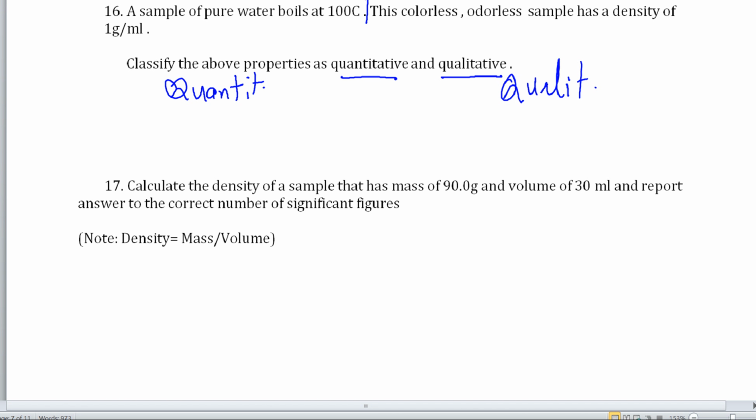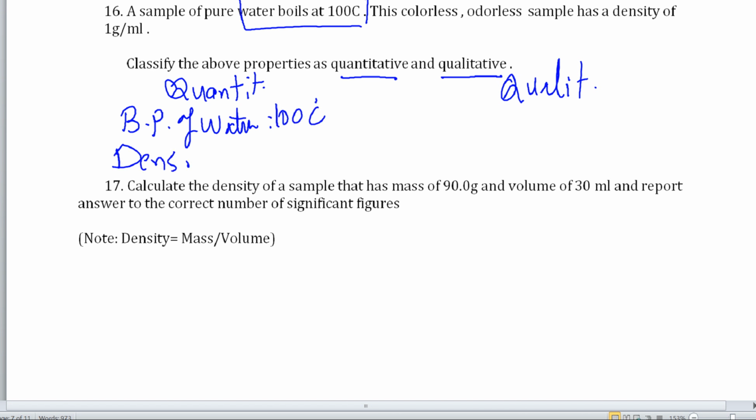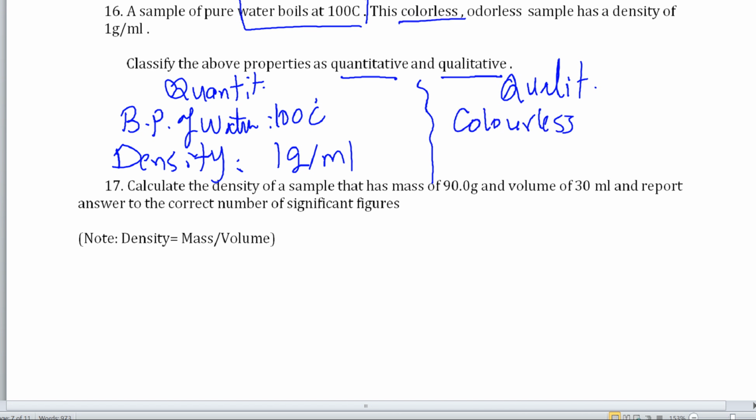Quantitative properties have values. So, the boiling point of water, 100, is quantitative. Also, the density of water, which is 1 gram per milliliter, is quantitative, while properties like color, colorless, and odorless are qualitative.